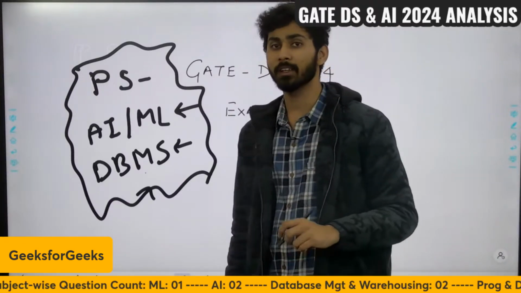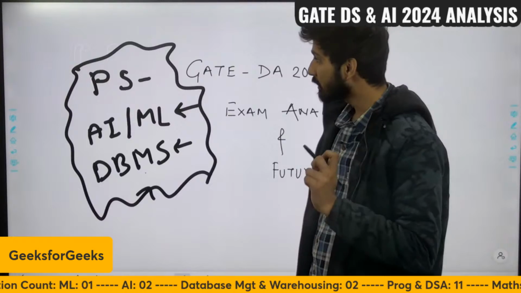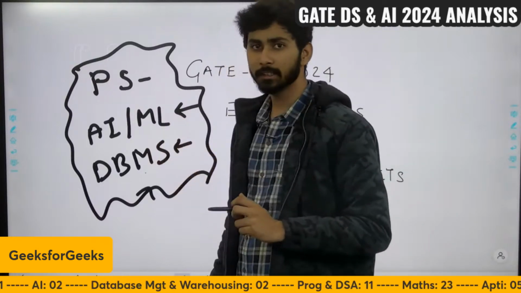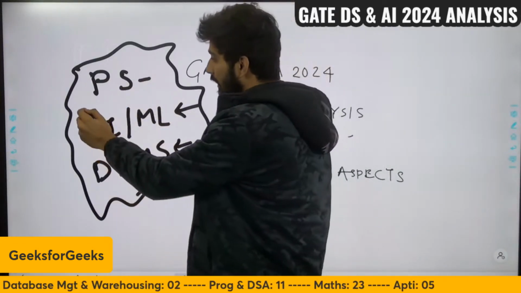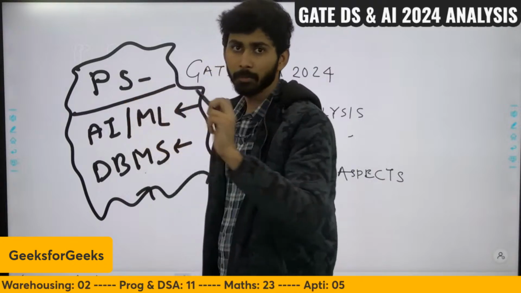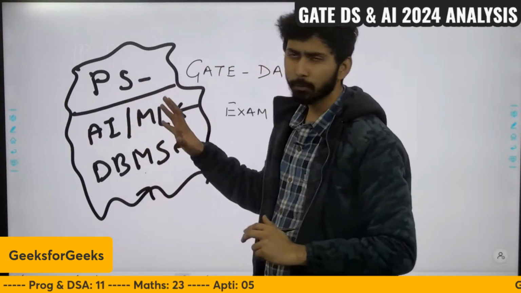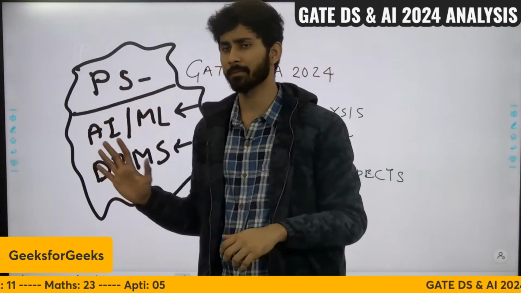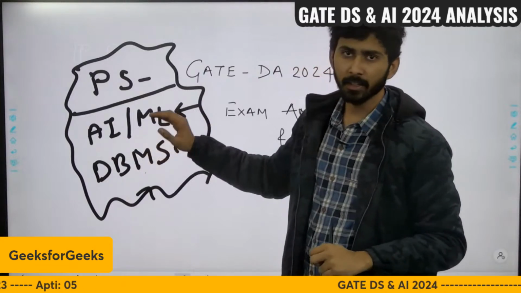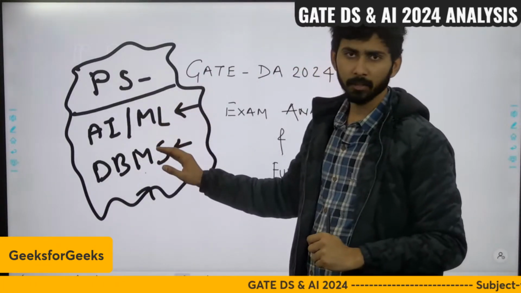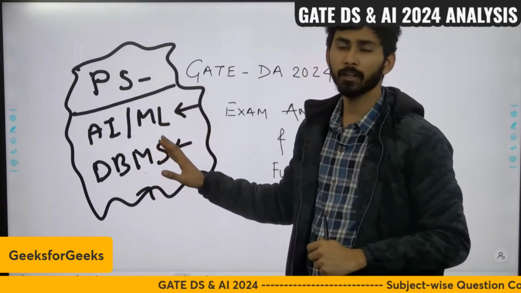So based on the response from the student, he was telling that probability and statistics was the major subject that was covered this time. P and S, probability and statistics, right? So they are focusing more on the mathematics section this time. And regarding the primary subjects AI and ML, they were a little bit difficult.